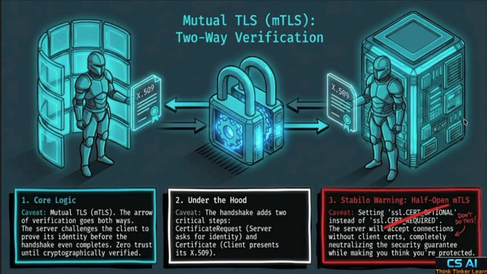Mutual TLS or mTLS turns security into a two-way street. In this zero trust model, the server challenges the client to prove its identity before the handshake even completes.